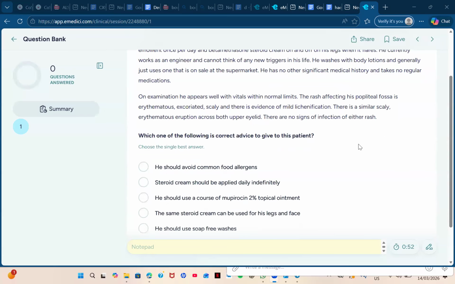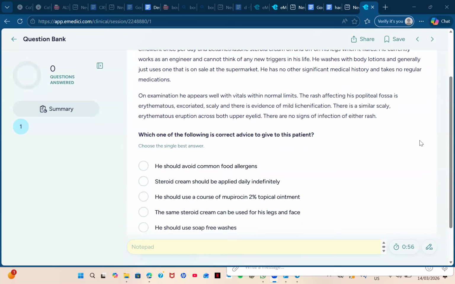On examination, he appears well with vital signs within normal limits. The rash affecting his popliteal fossa is erythematous, excoriated, scaly. There is evidence of mild lichenification. There is a similar scaly erythematous eruption across both upper eyelids. There are no signs of infection of either rash. What do you think? Which one of the following is the correct advice to give this patient?